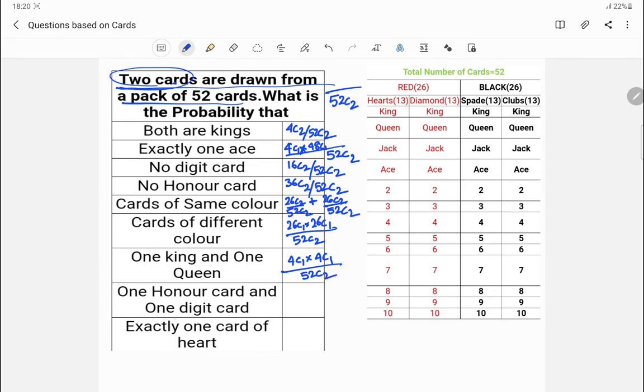Next is 1 honor card and 1 digit card. So out of 16 honor cards I will draw 1, and out of 36 digit cards I will draw 1, divided by 52C2.